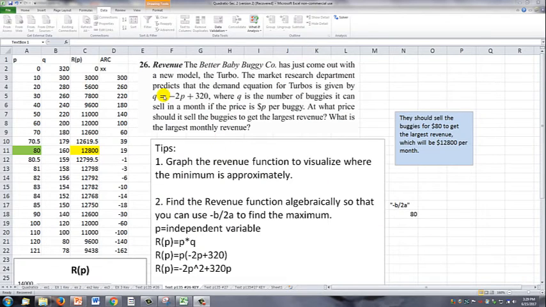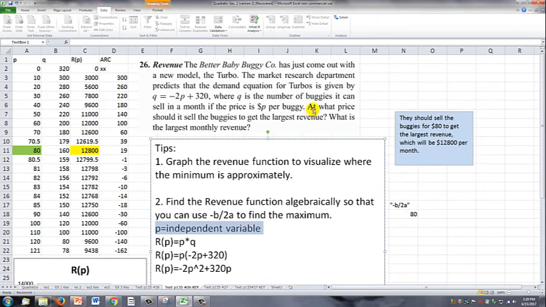The next example is page 135, number 26 from the text. You can read it here. We are given a demand equation. Q equals negative 2P plus 320, where Q is the number of buggies and P is the price. So because of the position of the P, it's being multiplied by -2 and then add 320. That's the independent variable.